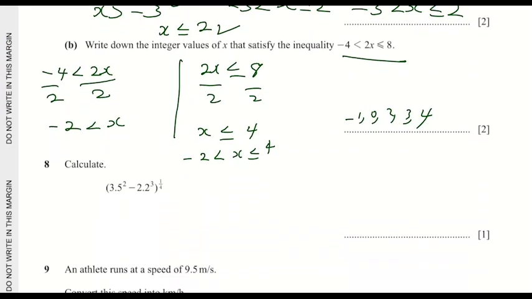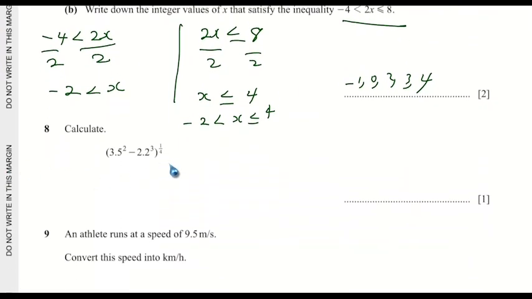Question 8. Calculate this. For this, you can just input this expression into your calculator because it is just 1 mark, so you don't have to waste time here. You can just say 1.13, approximated to 3 significant figures. Question 9.